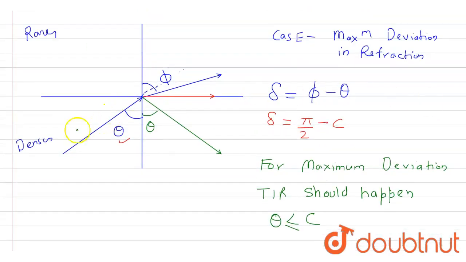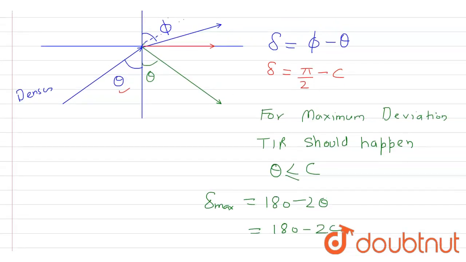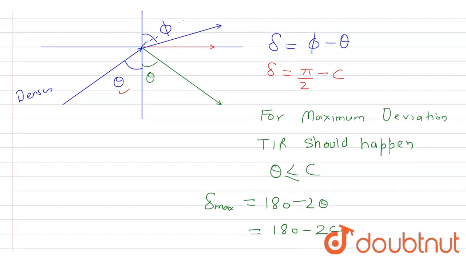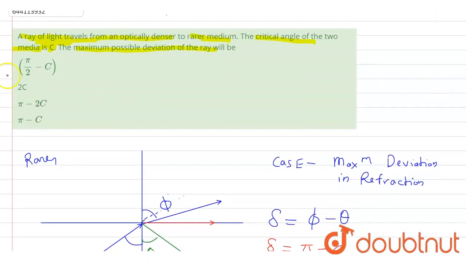If this angle is theta, then the maximum deviation will be equal to 180 minus 2 theta. So delta max will be 180 minus 2 theta, where the minimum value of theta will be equal to the critical angle. So the value will be 180 minus 2C. This is the maximum possible deviation that will occur when a ray of light passes through two media, one rarer and one denser. When we move towards the options and figure out, we can confidently say that option 3 is going to be the right answer of this question.